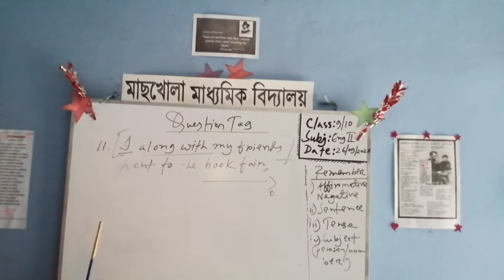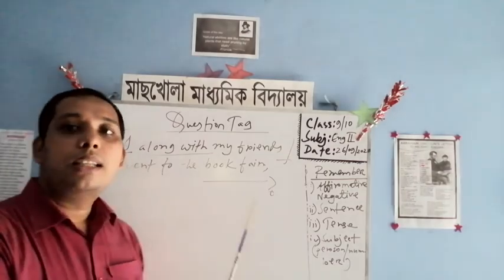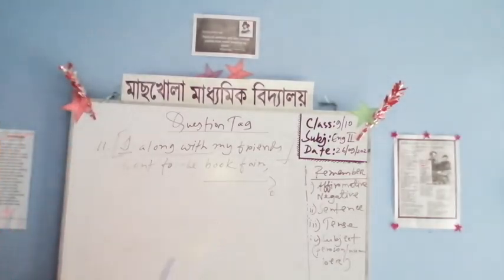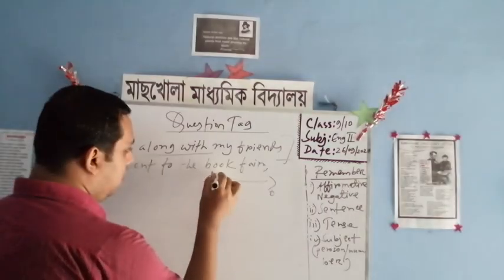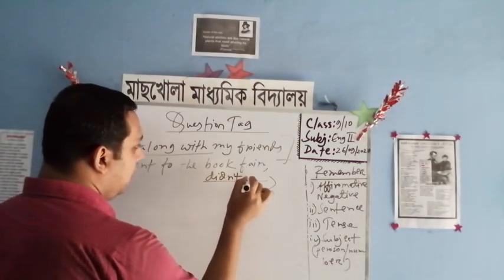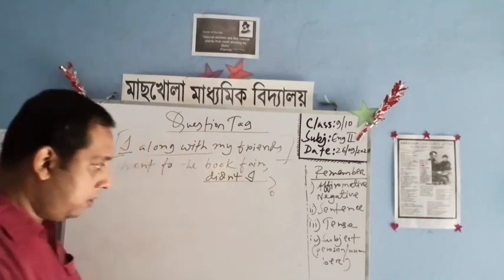Okay, which tense is it? This is a past simple tense. So what would be the answer? It would be didn't I. That would be the answer.